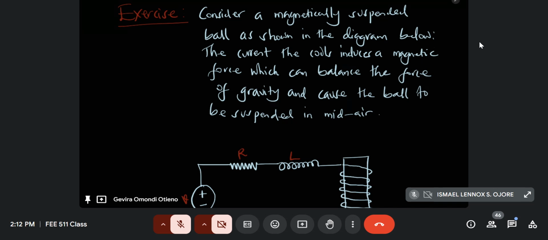This is a very simple electromechanical system. You just have to come up with the equations, then get the state variables, and then you derive the state equations and the output equation.